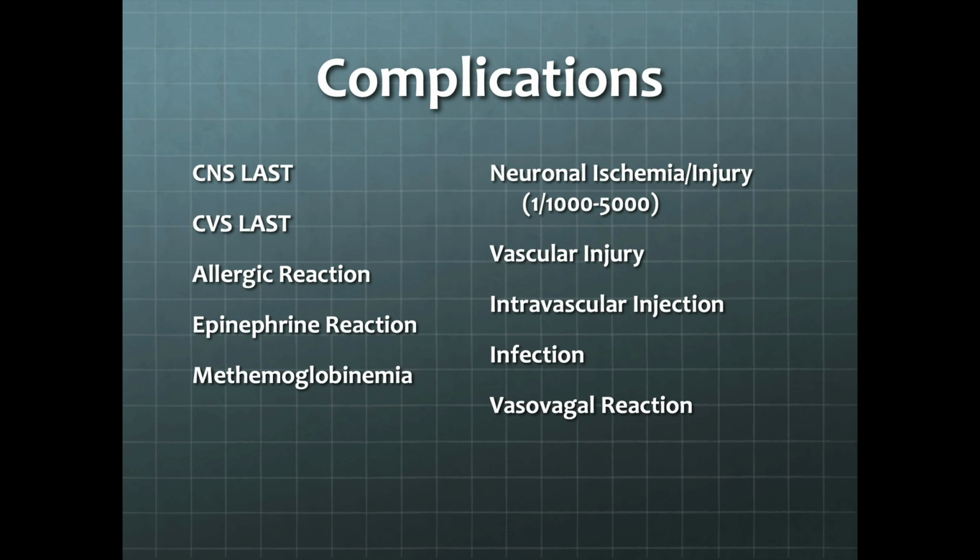One of the most concerning complications is CNS LAST, or local anesthetic systemic toxicity, which can be as minor as just a bit of a metallic taste in the mouth or some tinnitus, but can be more severe with agitation, seizure, coma, and respiratory depression. Patients can also get cardiovascular LAST, characterized by bradycardia, ventricular arrhythmias, and hypotension. It is very unlikely for you to see CNS or cardiovascular LAST if you are under the toxic doses and you are sure you're not injecting into a vessel.